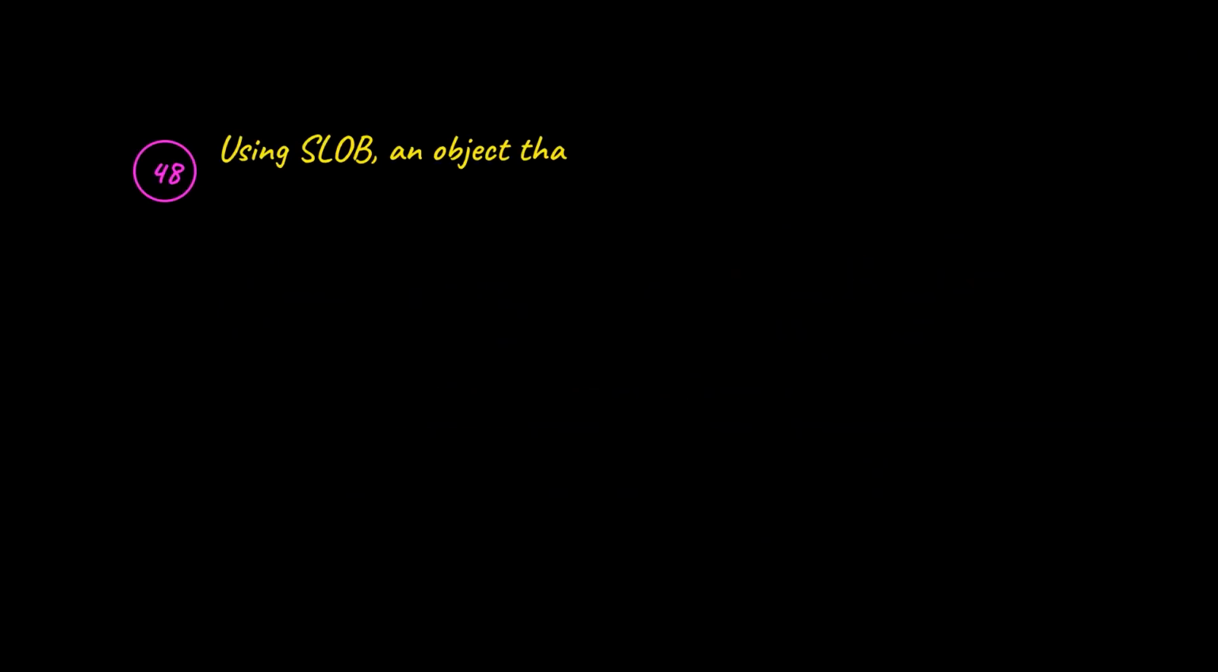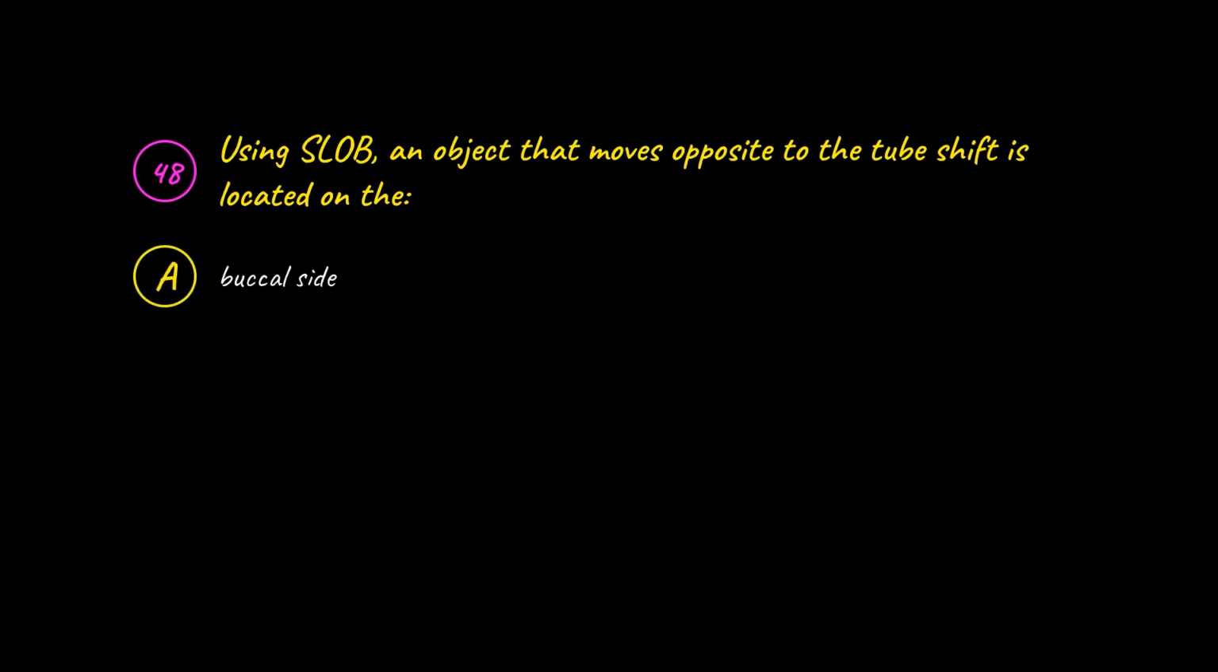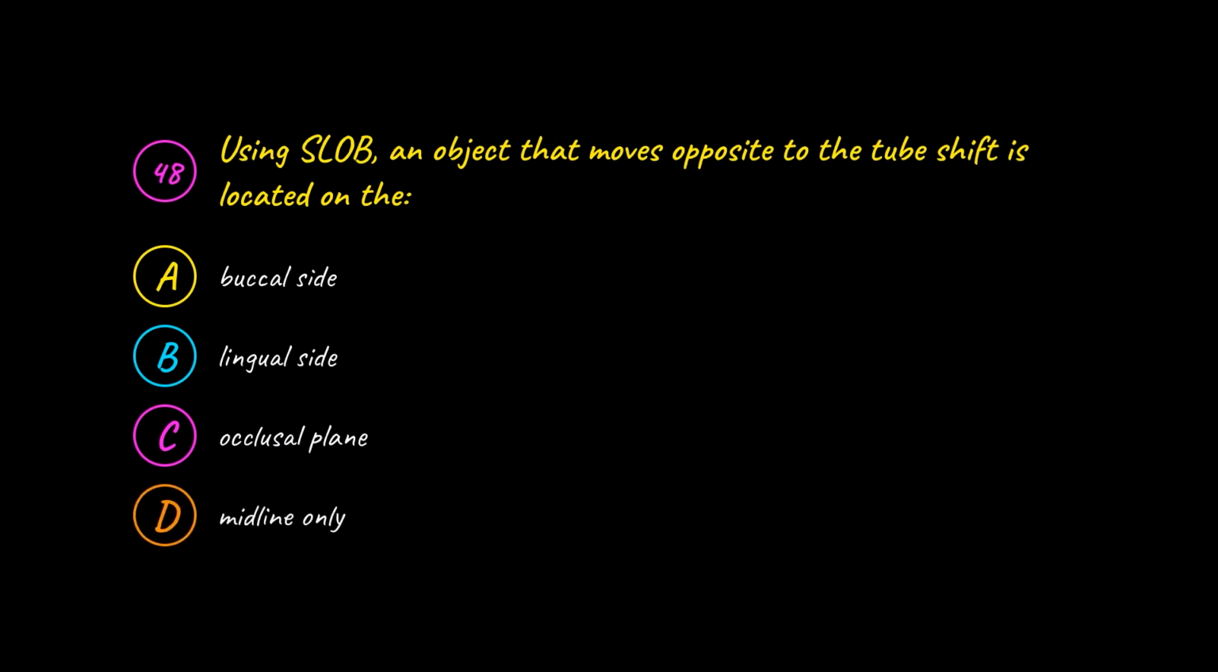Question 48. Using SLOB, an object that moves opposite to the tube shift is located on the... Your options are A. Buccal side, B. Lingual side, C. Occlusal plane, D. Midline only. Got a guess? Lock it in.